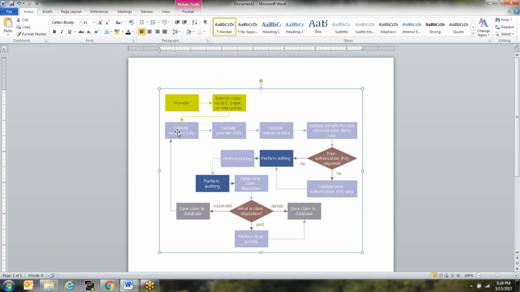So once a claim comes in, the first step is validate recipient data. Try to imagine yourself working for a health insurance company, like Blue Cross Blue Shield. This Blue Cross Blue Shield will be performing all these activities in blue. When I say Blue Cross Blue Shield, I don't mean people will be actually sitting at their desks performing all these tasks. No, the system will be performing all these tasks.